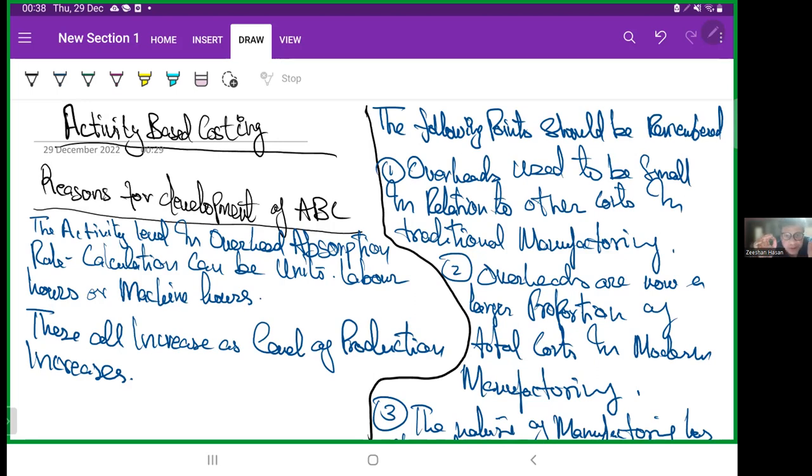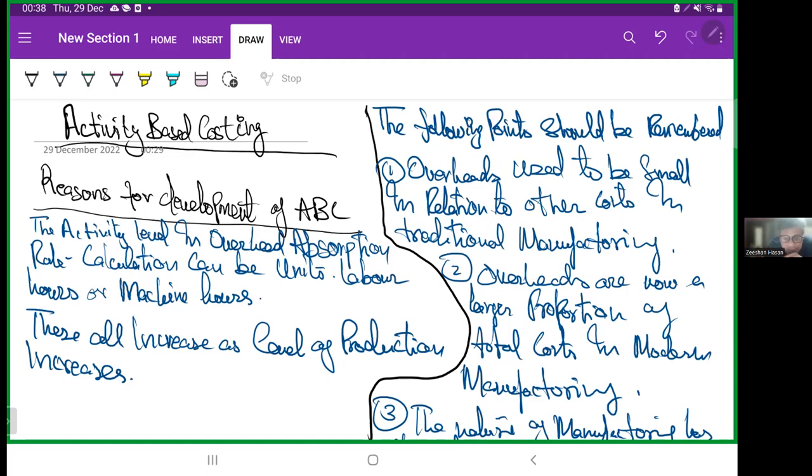Number one, overheads used to be small in relation to other costs in traditional manufacturing. Additionally, production overheads such as machine depreciation will have been a small proportion of overall cost. This is because production was more labor intensive, and as a result, direct costs would have been much higher than indirect costs. A rough estimate of the production overhead per unit was therefore fine.